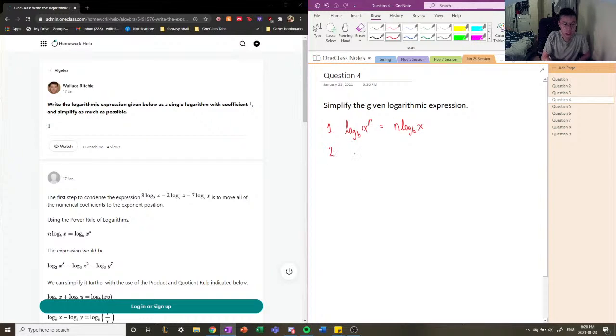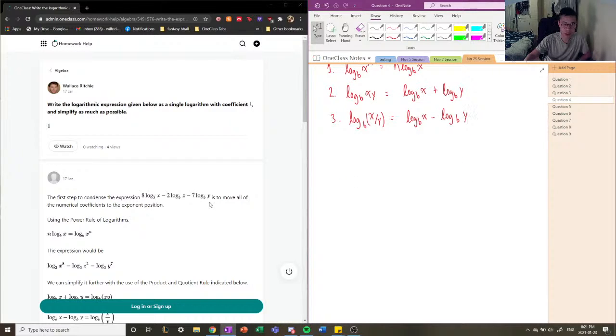All right, what's the second one? The second one is the sum rule of logarithms, which states that log base b of xy can also be written as log base b of x plus log base b of y. The third one is the quotient rule, or the difference rule, which states that log base b of x divided by y is also equal to log base b of x minus log base b of y. So we're going to use all three of these properties to help us simplify this expression.